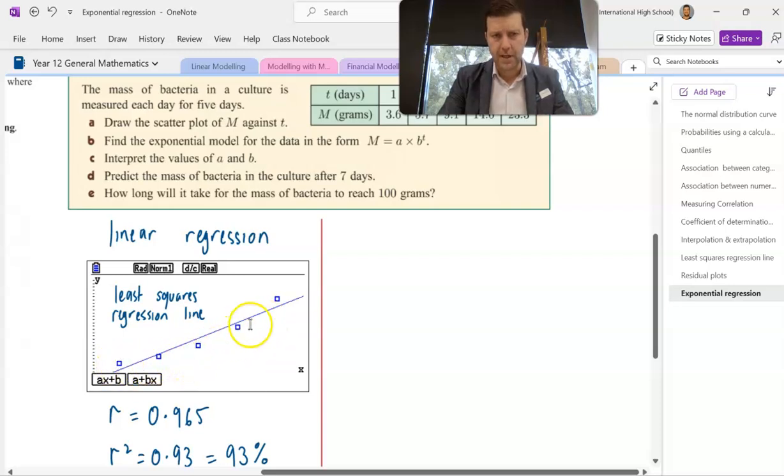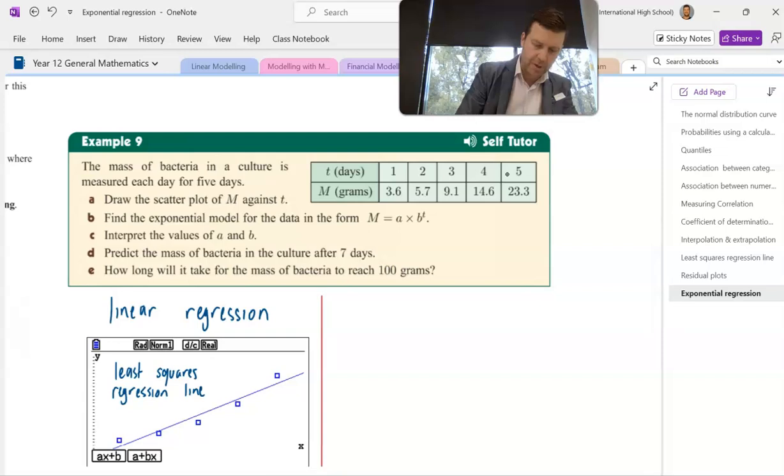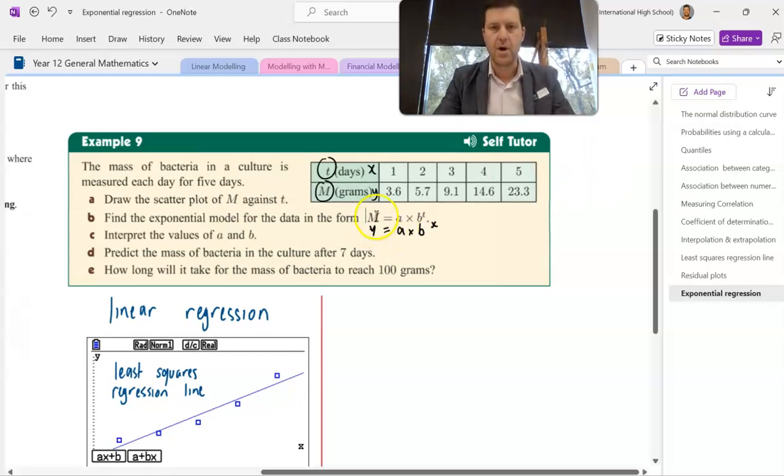You can almost see a pattern starting to appear here, but it won't always be that clear. The next part of the question says find the exponential model for the data in the form m equals a times b to the power of t. Remember we spoke about this in the form of y equals a times b to the power of x. Well, obviously, t is our x value and m is our y value in this case. So rather than y equals a times b to the power of x, we've got m equals a times b to the power of t.